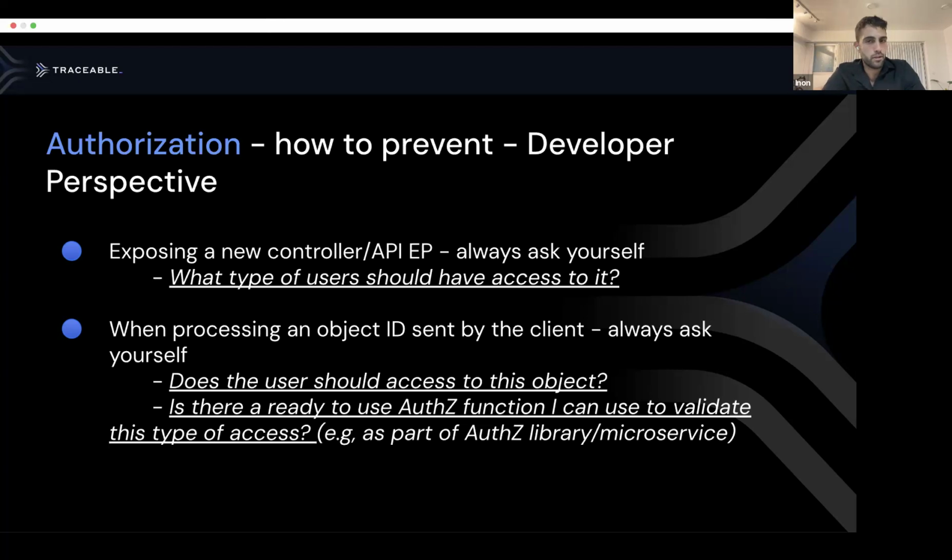And don't try to reinvent the wheel. You should always check if there is already an authorization function that you can use to validate this type of access. Let's say that a user is trying to access a picture. Maybe there is another library or microservice that your company uses for authorization that you can use to validate this type of access.